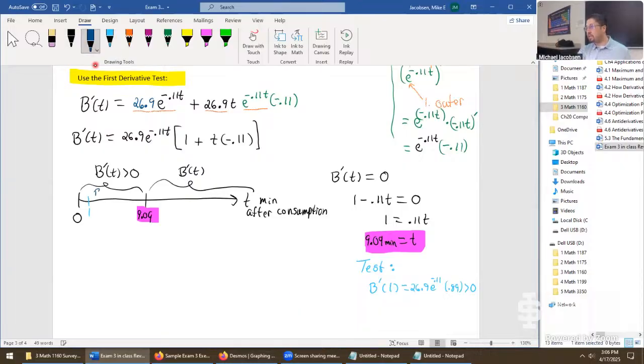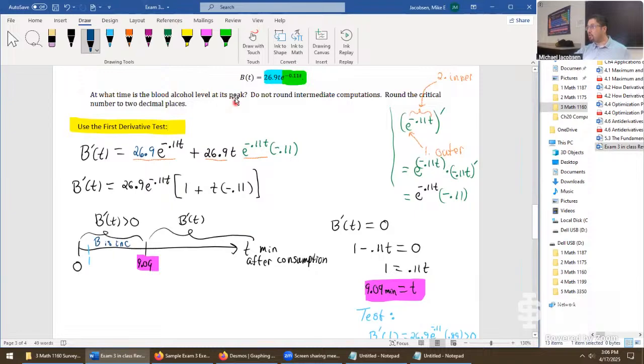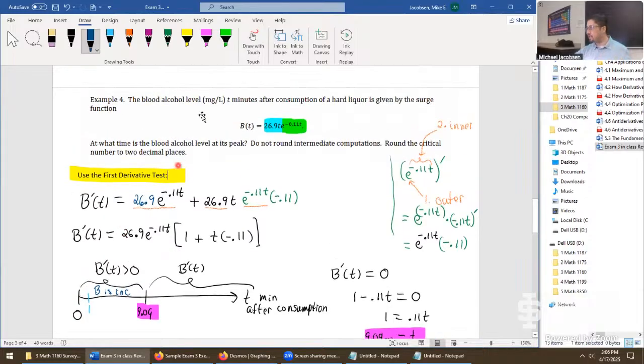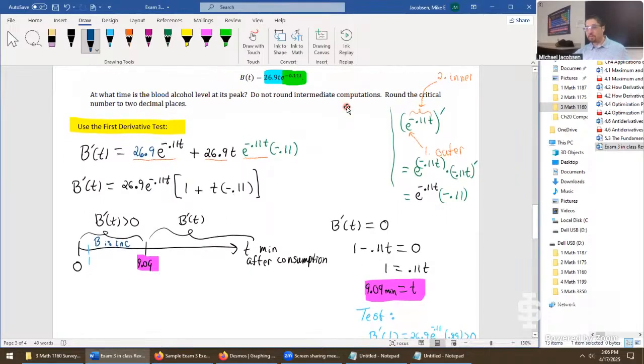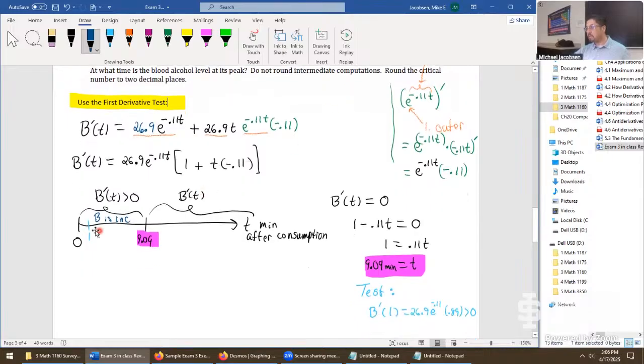it tells us that B is increasing in this region. That means the blood alcohol concentration, which is the function that's modeling it, is going up 0 minutes after consumption of the alcoholic beverage. That makes sense. Let me make sure it's hard liquor. Yeah, there are several different problems like this in the notes or in the other exam review materials. So blood alcohol is increasing.